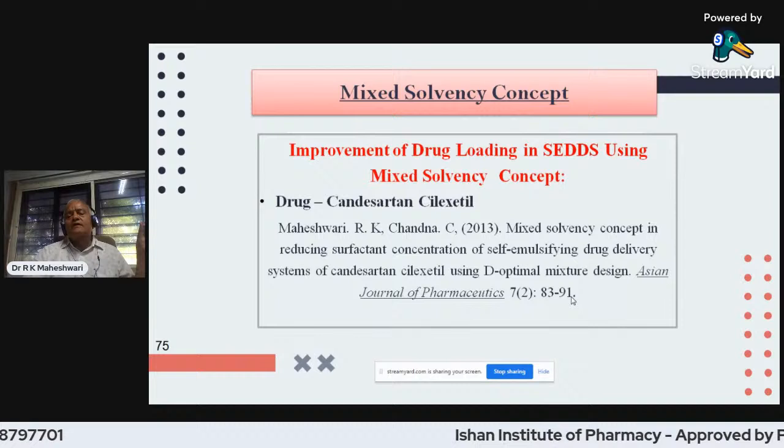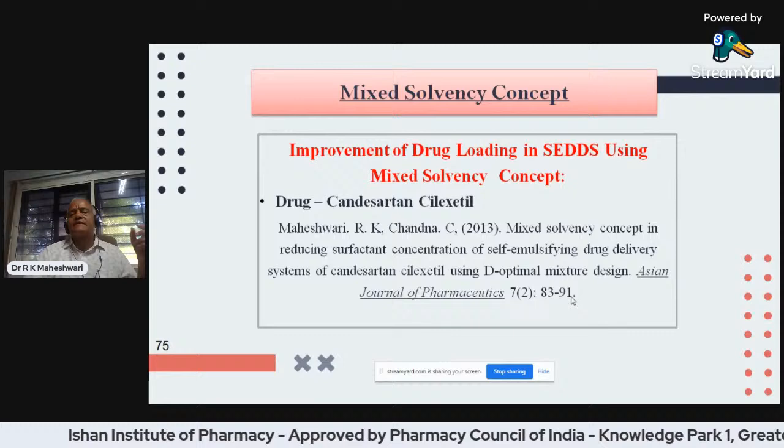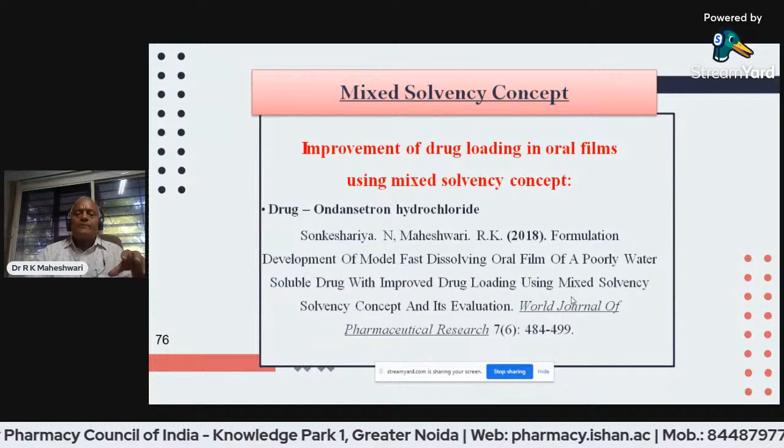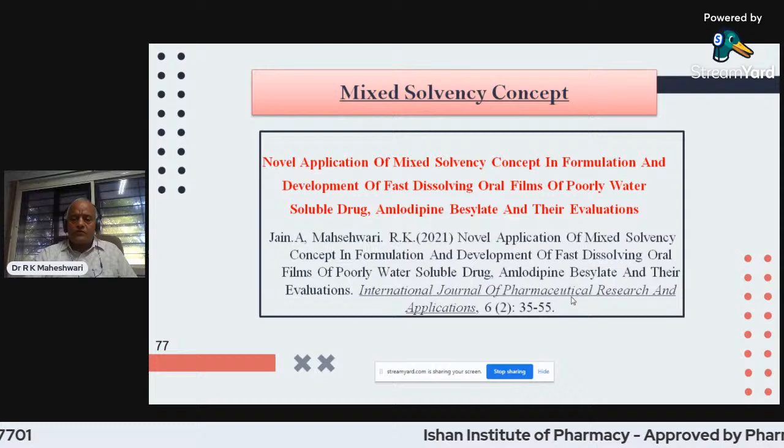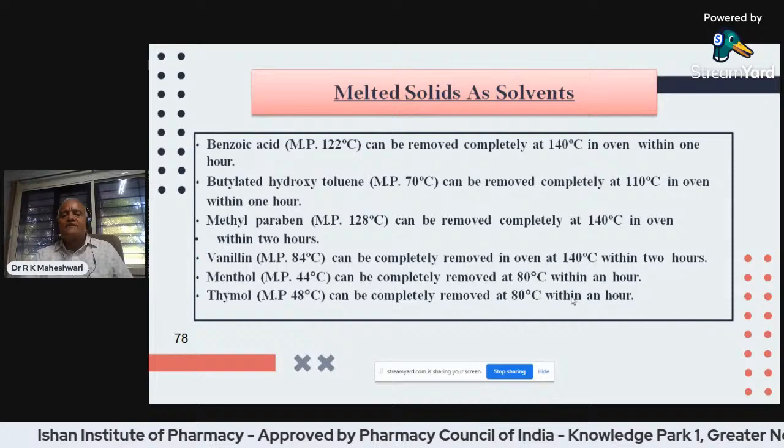Improvement of drug loading in ACDDS: with the mixed solvency concept, drug loading can be improved, reducing the surfactant concentration. See the published paper. Improvement of drug loading in oral film using the mixed solvency concept: just by increasing the drug loading, the size of the film can be reduced. Then you have the mixed solvency fast dissolving oral film, which is another work. The published paper reference is there. Now I would like to give attention to this particular work on extraction, then I will finish my lecture.